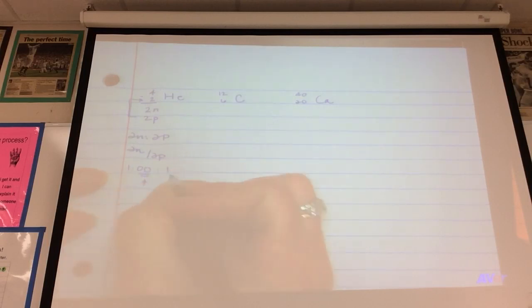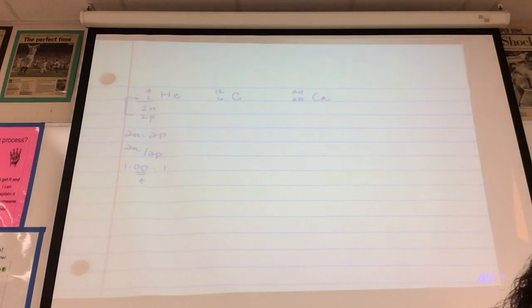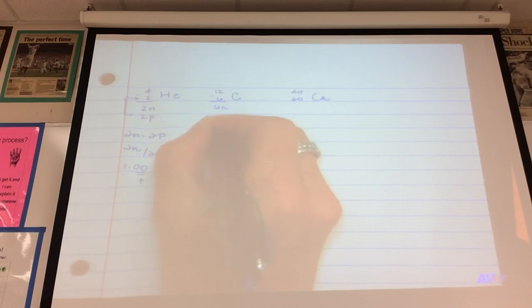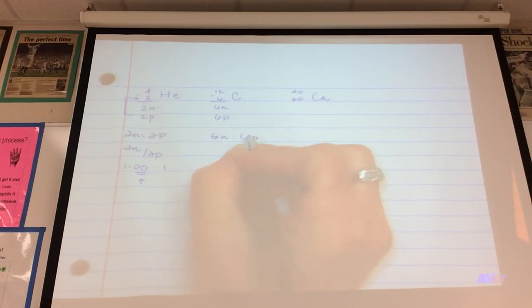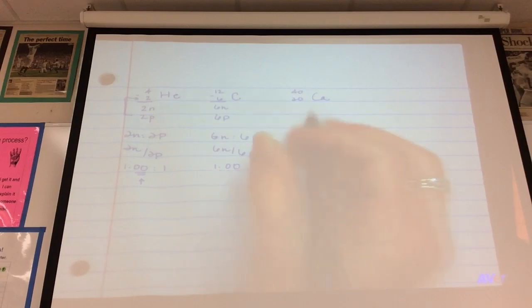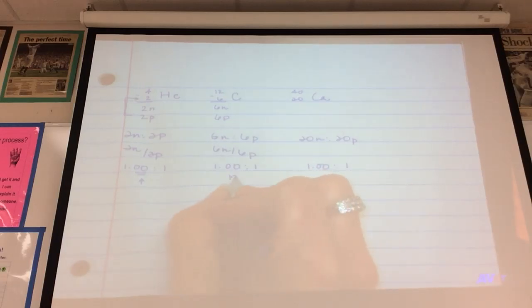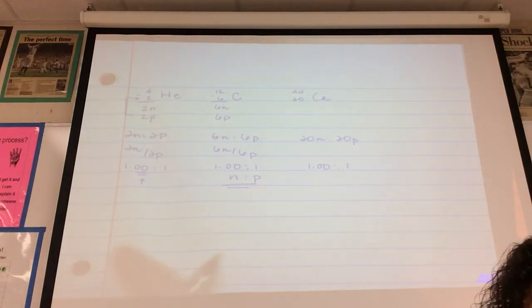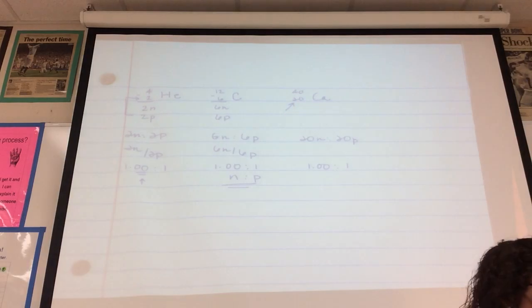I'm going to maintain the 100th place in that division. You'll see why in a little bit. Similarly here, you have 6 neutrons and 6 protons, 6 neutrons to 6 protons. If you divide those, you again get a 1 to 1 ratio. Same thing here, 20 neutrons to 20 protons, and that's a 1 to 1 neutron to proton ratio. And you find that 1 to 1 ratio when the atomic number is 20 or less in most cases. Some of them are ever so slightly higher than 1.